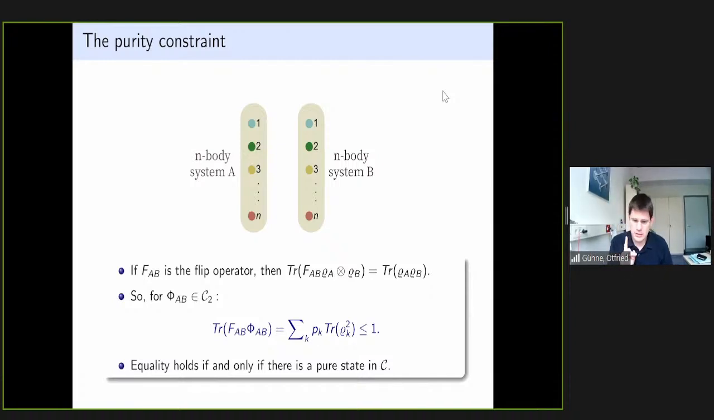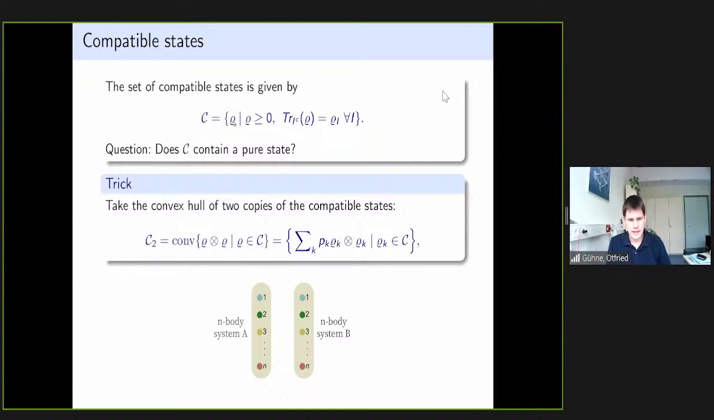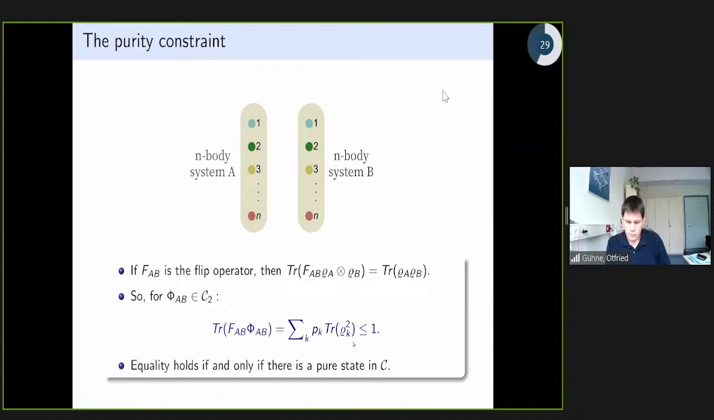But if there is a pure state in this set C, so if the set C contains a pure state like psi, then in this C2 there's also the state psi tensor psi. And then you would get here trace psi squared, which is equal to one. So that means if there's a pure state here, then I can find in my set C2 some state where the expectation value of the flip operator is exactly equal to one. And now we are nearly done, because now we can formulate the quest for a pure state in the set C as a maximization with the flip operator, and we ask, can it be one or not?